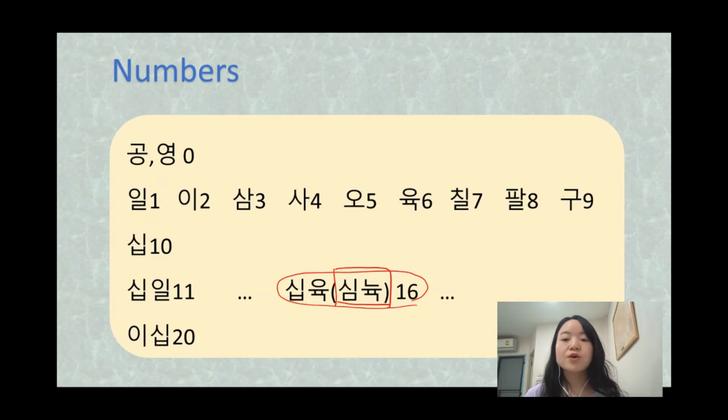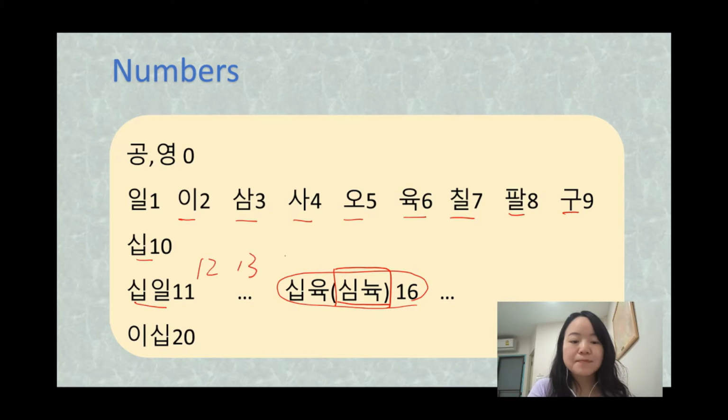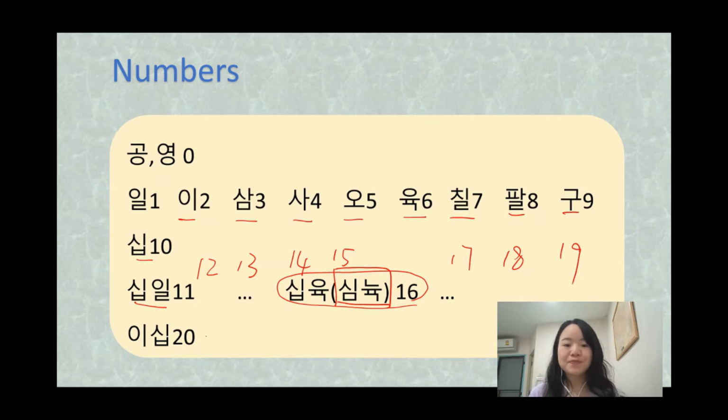One more time. 공 or 영. Then 1, 2, 3, 4, 5, 6, 7, 8, 9, 10, 11, 12, 13, 14, 15. Then 16. Okay. 17, 18, 19, 20. Very good. Now move on to our today's class.